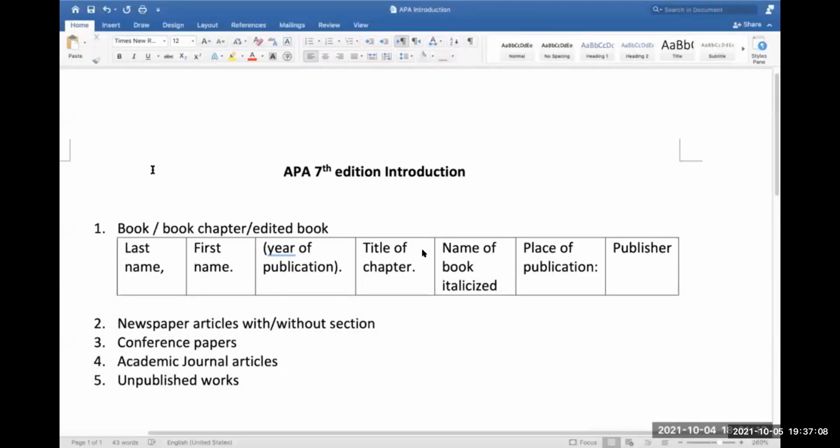Okay, sir. And then you have a book that is written by an author, and you have what is called an edited book. So if you notice here, I have book chapter, edited book. And they're kind of different. I'm just teaching you the basics.